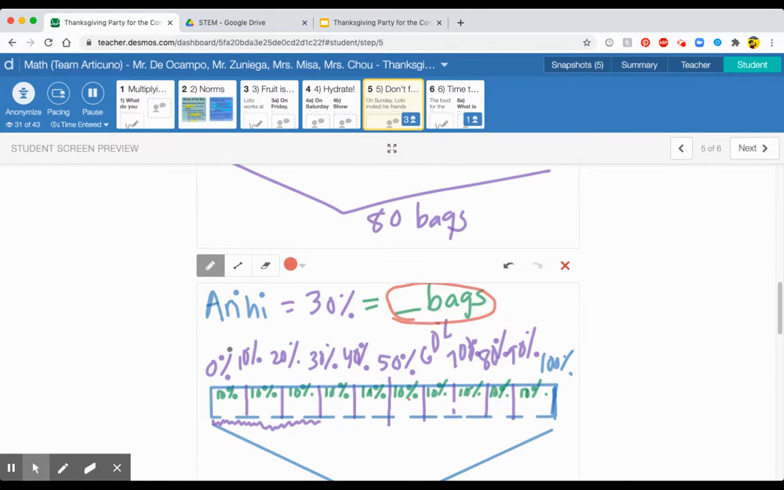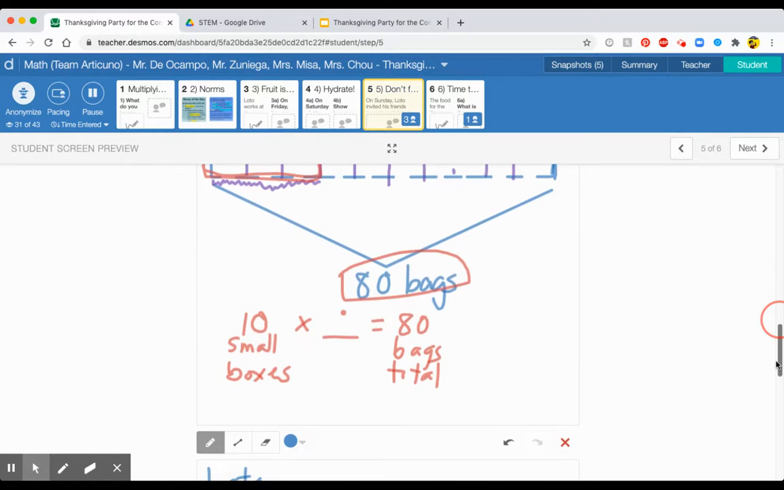So your goal is to try to figure out the 30%. Here's 10%, 20%, 30%. Can you figure this part out? Can you figure out what goes here? Can you figure out how much 30% is, or how many bags is 30%? Okay, so that is your hint for that one.